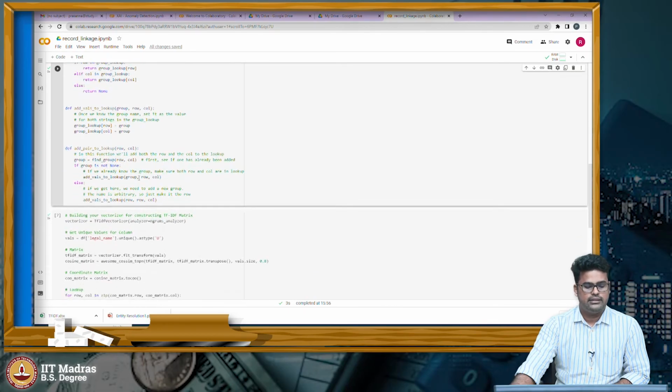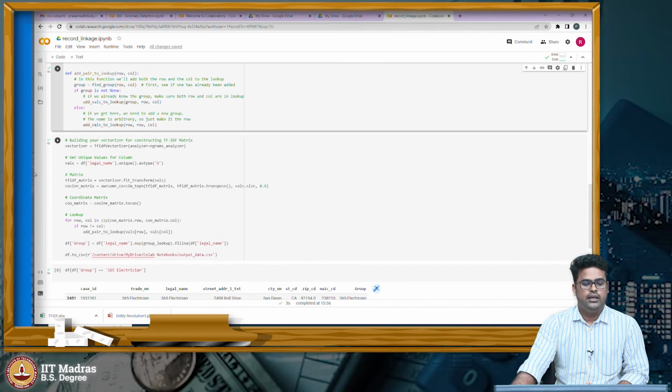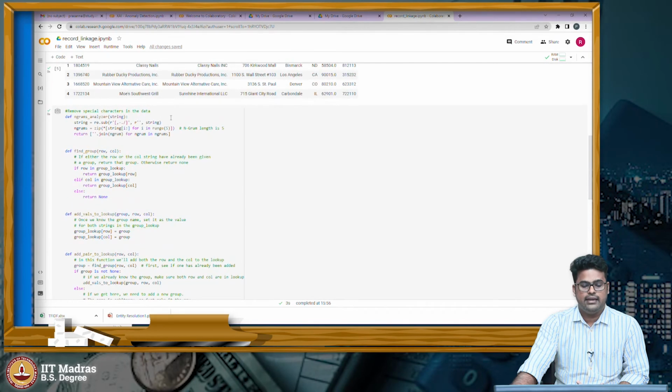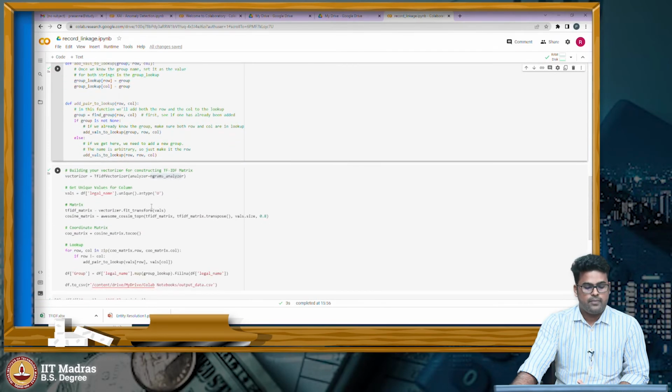So let's see step by step what we are doing here. The first step is converting the input text into a vector. As seen here, I am building a vectorizer based on the import which I had done in my libraries, and I am giving the n-grams analyzer. In this case, we had selected n-grams as 5, as seen here.